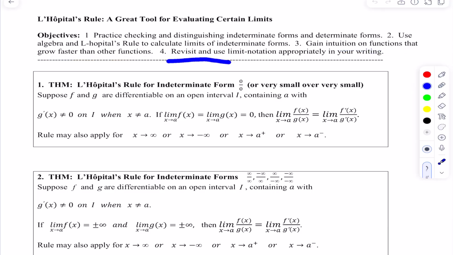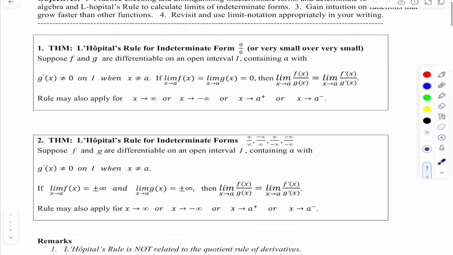You're going to gain the intuition on functions that grow faster than other functions. And of course, we're going to revisit and use limit notation appropriately so that you understand that you always have to be 2 steps ahead when you're trying to evaluate limits. Now, there's actually 2 cases for L'Hopital's rule.